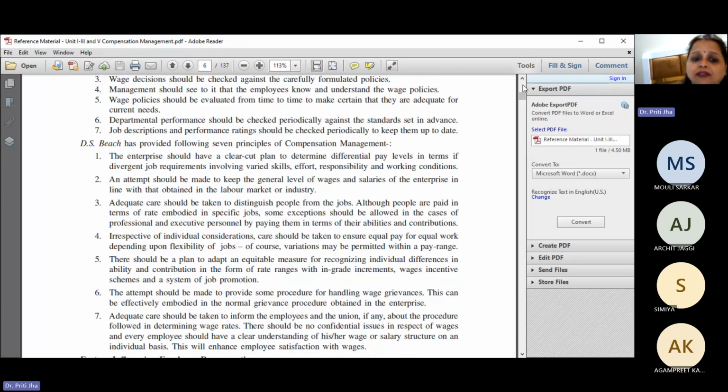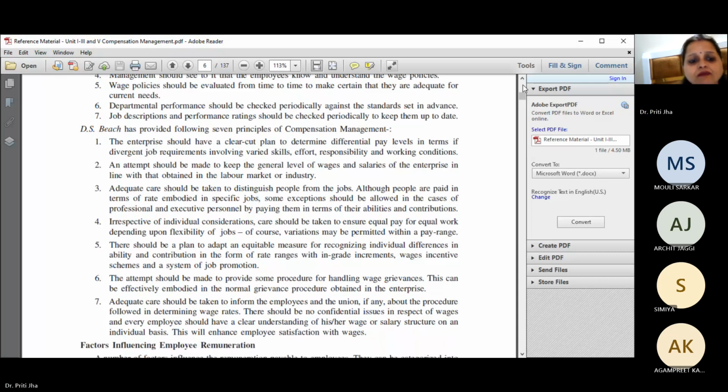Next, there should be a plan to adopt an equitable measure for recognizing individual differences in ability and contribution in the form of rate ranges with in-grade increment, wage incentive schemes, and a system of job promotion.